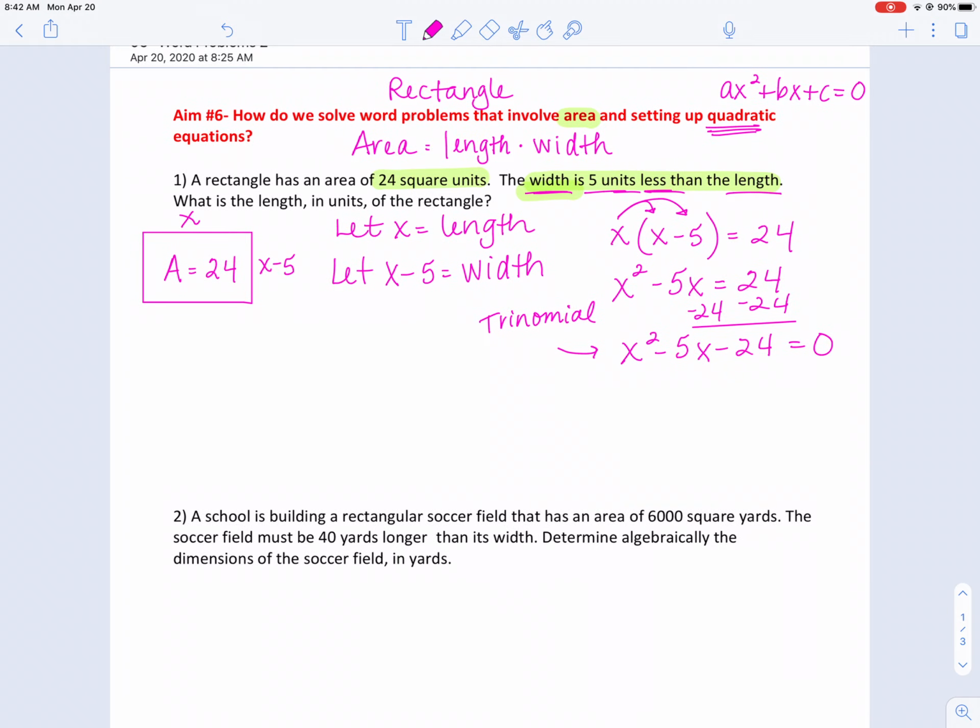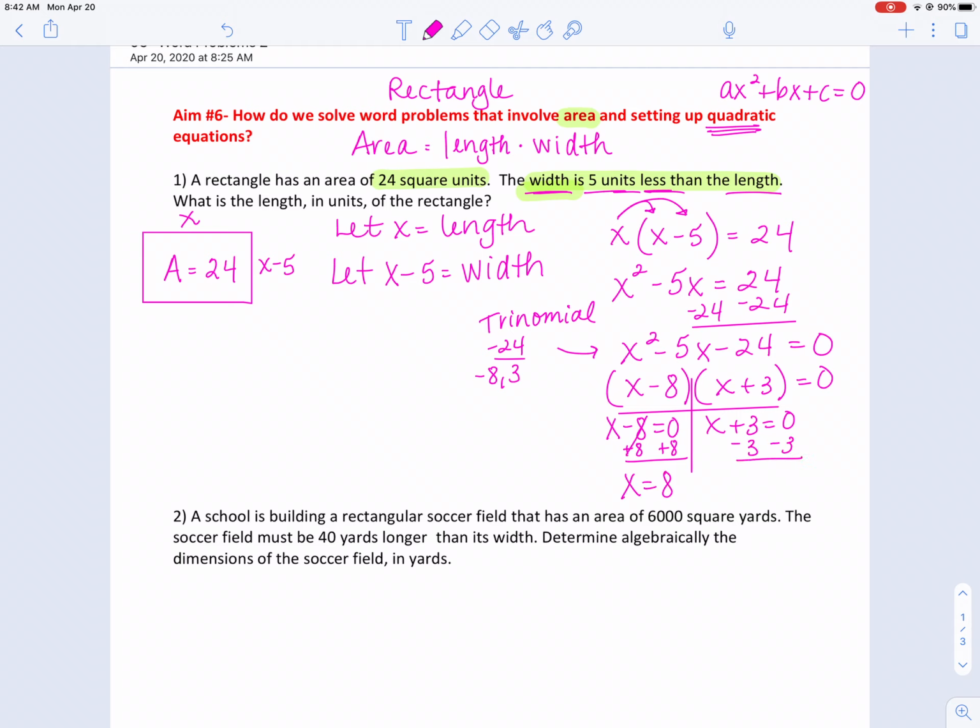So you're asking yourself, okay, what multiplies to negative 24 and adds to negative 5? It's got to be negative 8 and positive 3. So x minus 8, x plus 3 equals 0. And when we solve our two little mini factors, x minus 8 equals 0 and x plus 3 equals 0, if we add our 8 to both sides, x equals 8. And if we subtract our 3 from both sides, x equals negative 3.